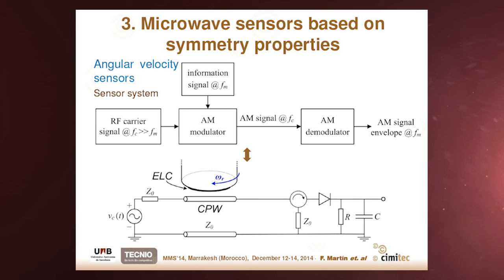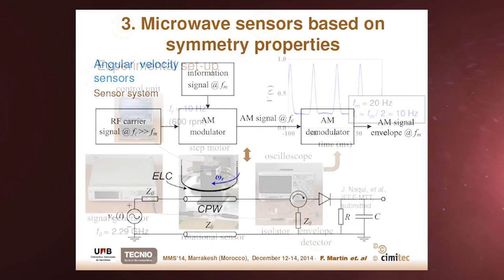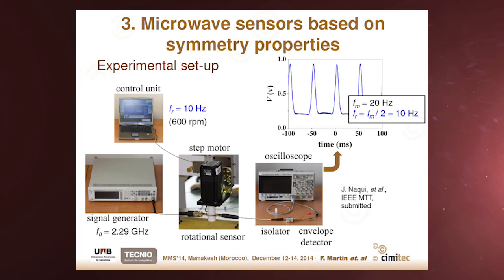It is essentially an amplitude modulator system, so that by means of an envelope detector we can obtain the envelope, and from the distance between adjacent peaks we can determine the rotation speed. Well, this is the idea, and here I show the results.